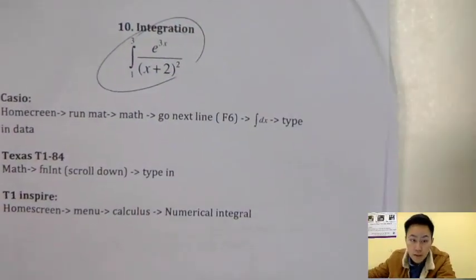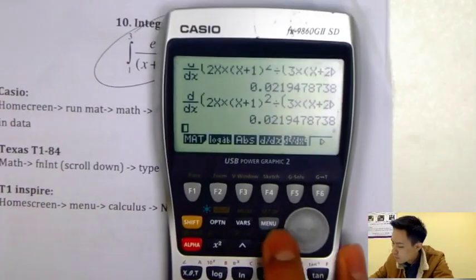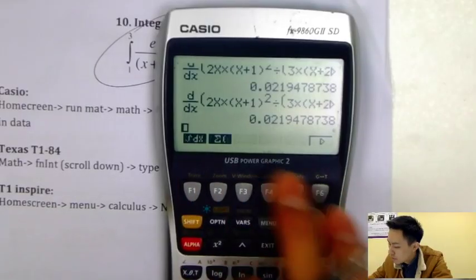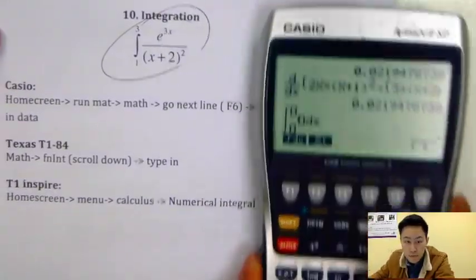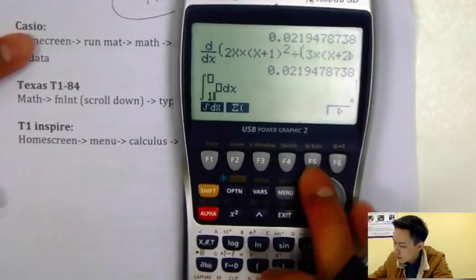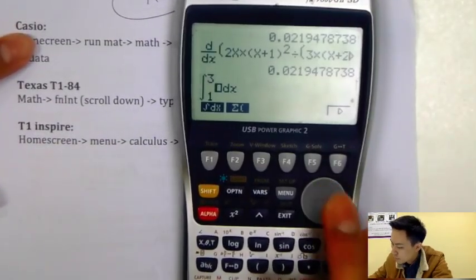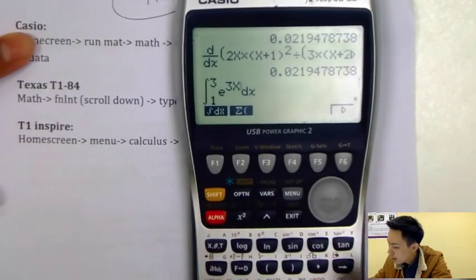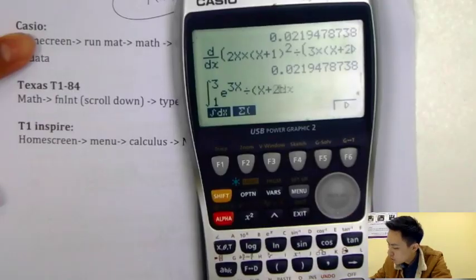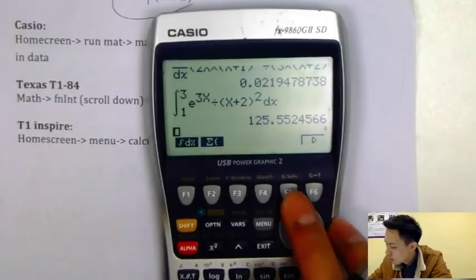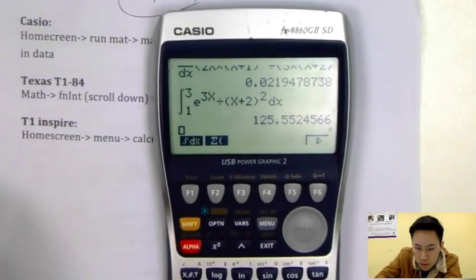By using a GDC. So for a Casio model, you just go to menu, you just go to here, and then again you go to math, and then you see the integration sign. So we find the integration sign here, and then type in 1, and then 3, and then shift E, and then 3x divided by bracket x plus 2 power of 2. Yeah, then you get 126.